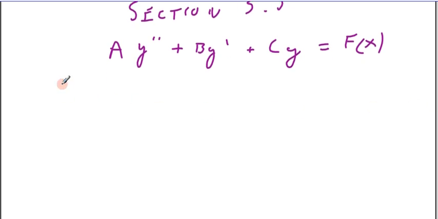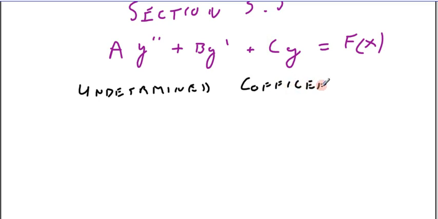The first method is called undetermined coefficients. Maybe I spelled that right. Who knows? And what we're going to do is we still have to solve for the homogeneous solution. And our y sub p is going to look like this.